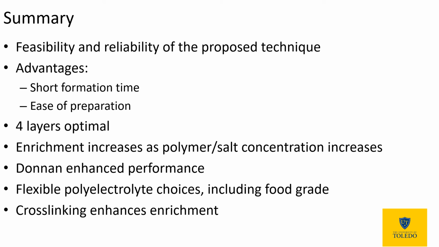The enrichment that we saw in the salt in the permeate increased as the polymer to salt concentration ratio increases. This increased the Donnan equilibrium concentration in the membrane and thereby the performance. We have flexible polyelectrolyte choices. We can use food-grade polymers, and we can also vary which polymer we use as the Donnan driving polymer. We used PSS in the results that you see here, but we've also looked at using the PAH and ended up with similar results. Finally, results not shown here, we're able to demonstrate an enhancement in the enrichment upon cross-linking.